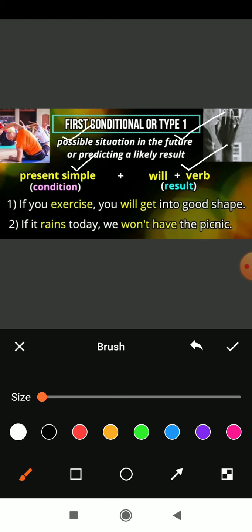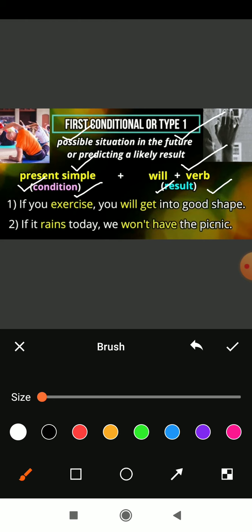So here is the formation of the sentence in the first conditional clause. In the if clause we have to take the simple present, plus we have to take will for predicting something in the future, plus a verb in the main clause. See the combination: in the if clause we take simple present, plus will plus verb in the main clause. So now let's read more about the first conditional, or type 1. Here we have if plus present tense. Is that what we have agreed?